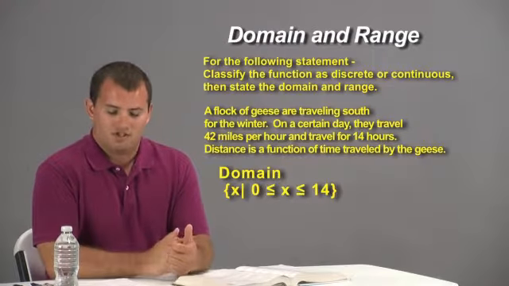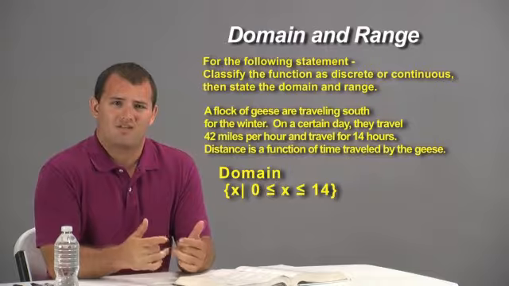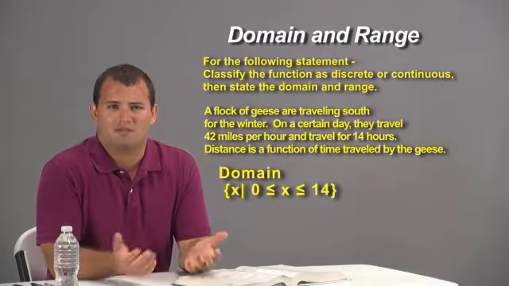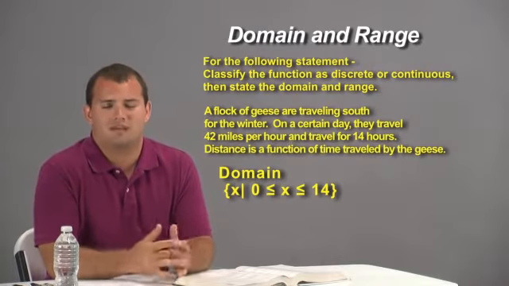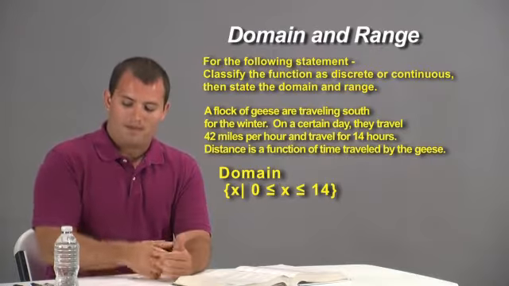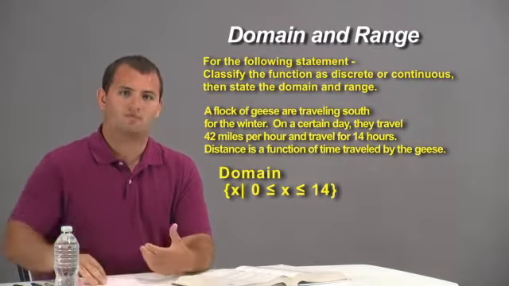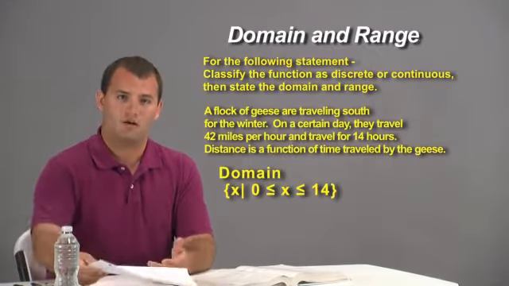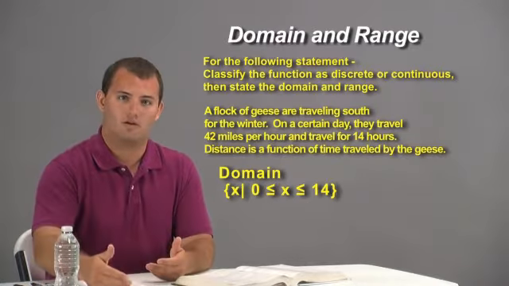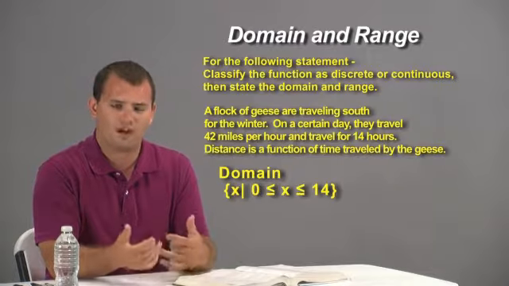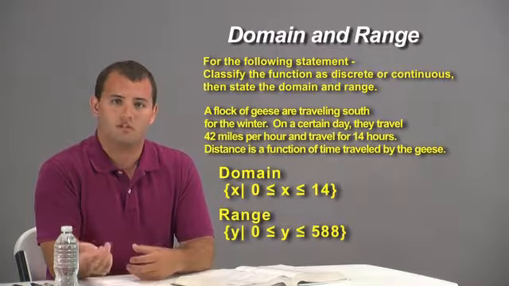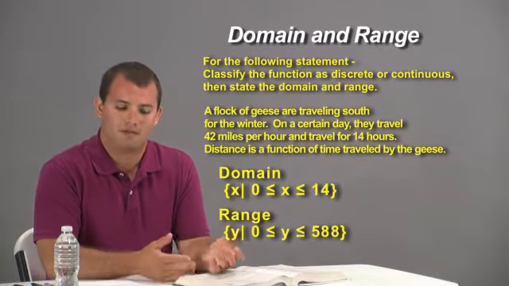And then for the range, the minimum distance that the geese can travel in that day would be 0 miles. The geese just woke up and went, I don't want to fly. Just don't feel like it. And then the maximum distance they could travel would be 588 miles. And that comes from they can travel a maximum of 14 hours at an average speed of 42 miles an hour. So the range would be the interval from 0 to 588 miles.